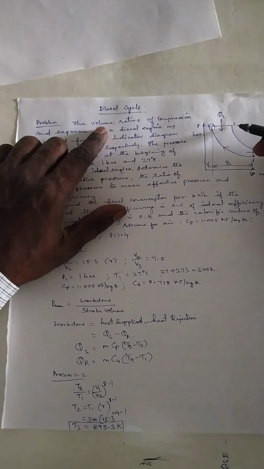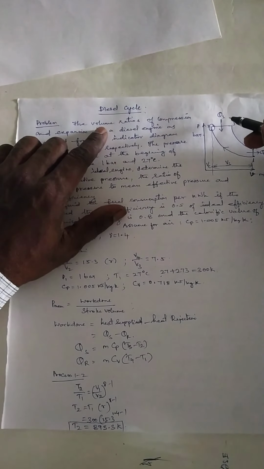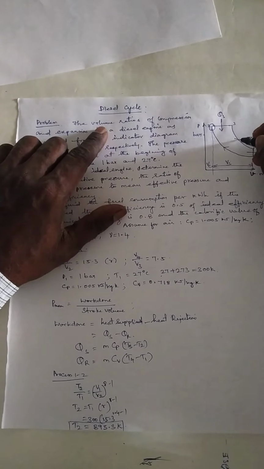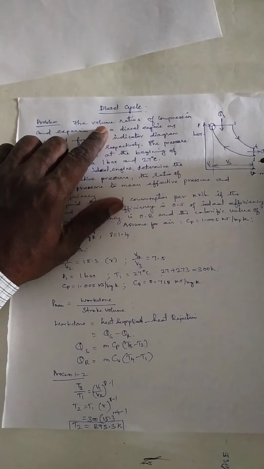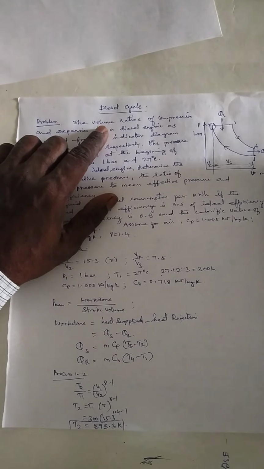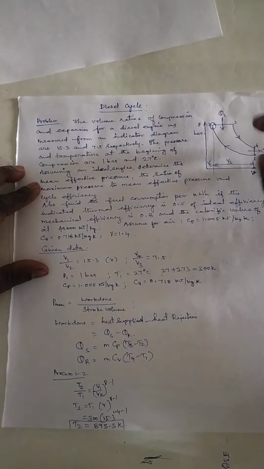Then 2 to 3 is constant pressure heat addition, 3 to 4 is isentropic expansion, and 4 to 1 is constant volume heat rejection. Okay, right. So now we will see the problem.